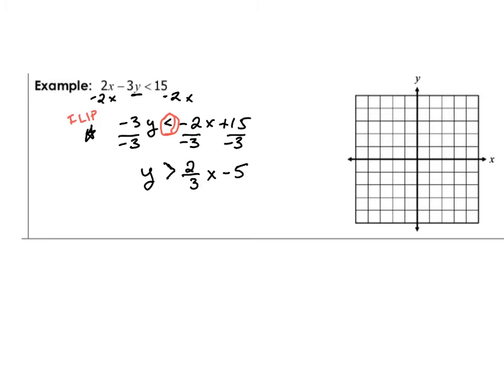Now, right, we have a greater than sign. Okay, so if we have a greater than sign, that tells us it's going to be dotted, right, because it's not greater than or equal to, it's just greater than. It's going to be a dotted line, and because it's greater than, it's going to be above. Okay, so we're going to shade it above that one.